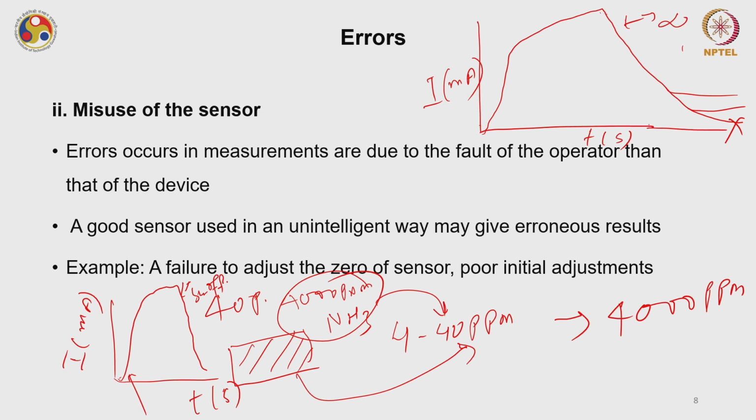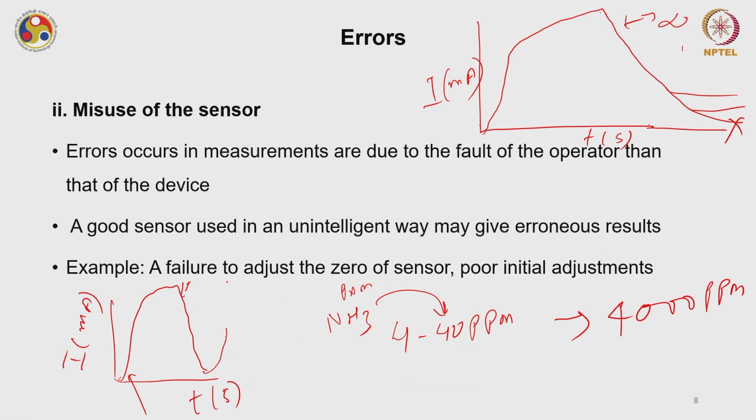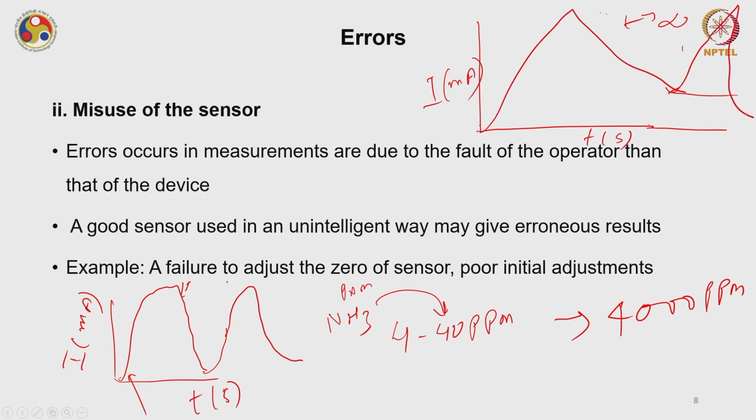Now for the next cycle, if you use it for say 40 ppm, it will be repeated like this, but here the baseline will start from somewhere here, right? Of course, the second time the baseline will reach somewhere here. So what I missed is the zero setting of the sensor.